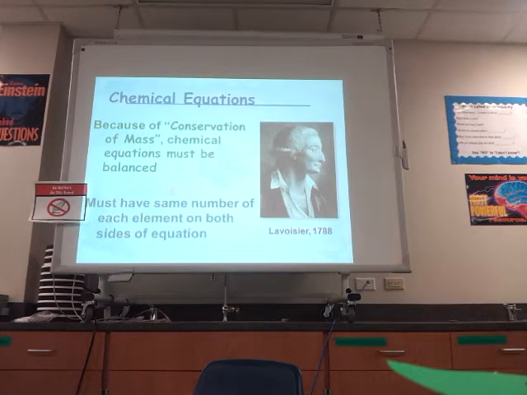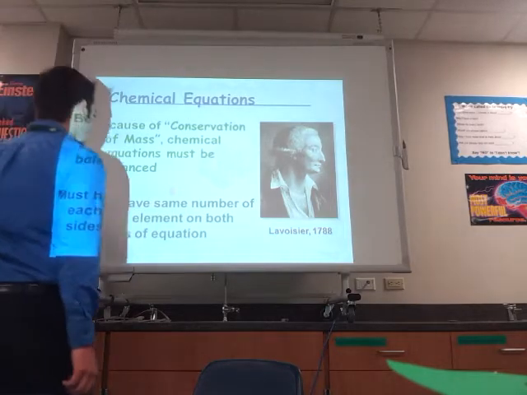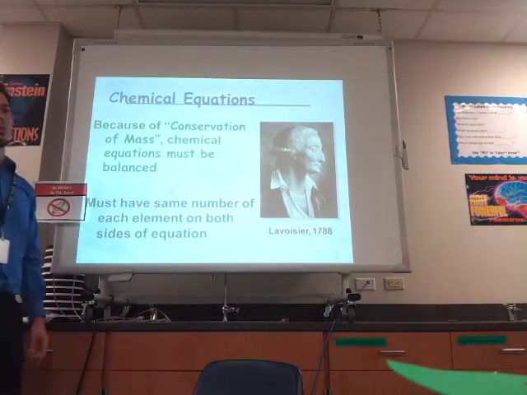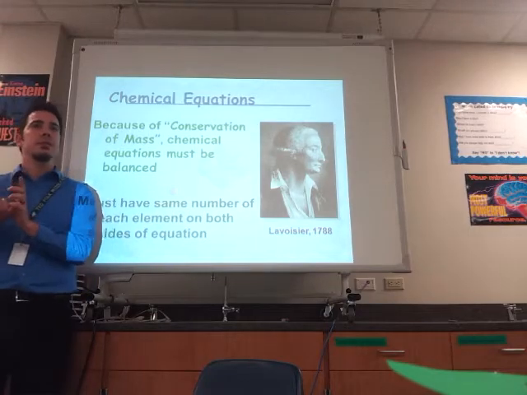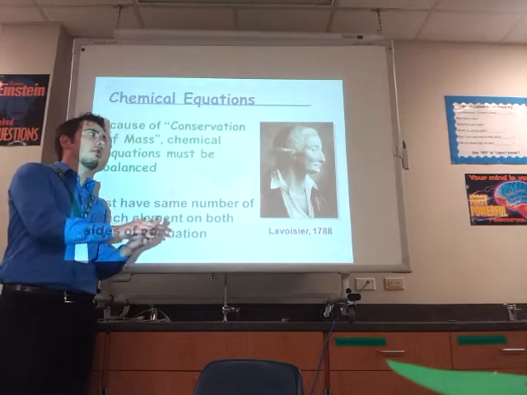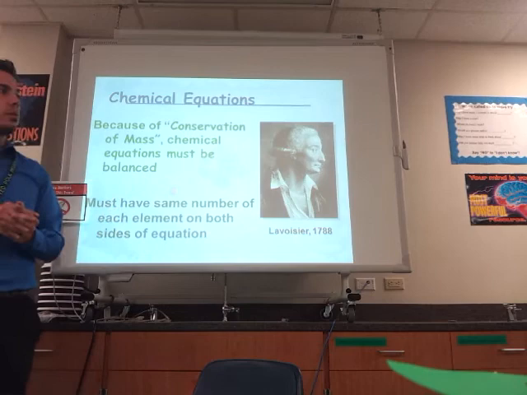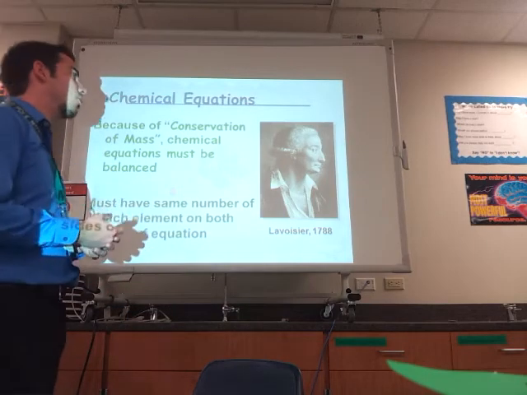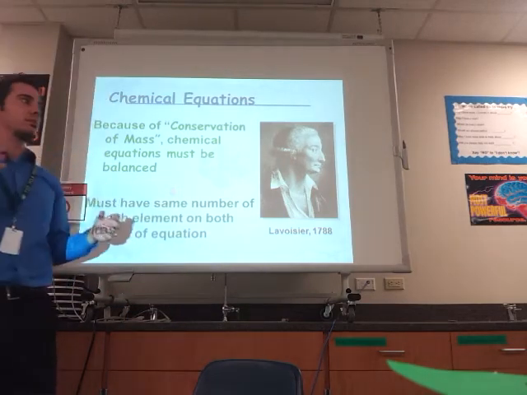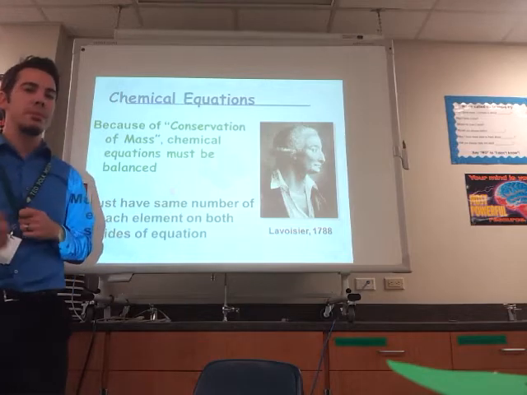Because of the law of conservation of mass, chemical equations must be balanced. They must have the same number of each element on both sides of the equation. So what we start with, the atoms, is the same as the number of atoms you end up with. That's important. You can't add atoms because that means you created matter. And you can't lose atoms because that means you've destroyed matter. You can't do that.